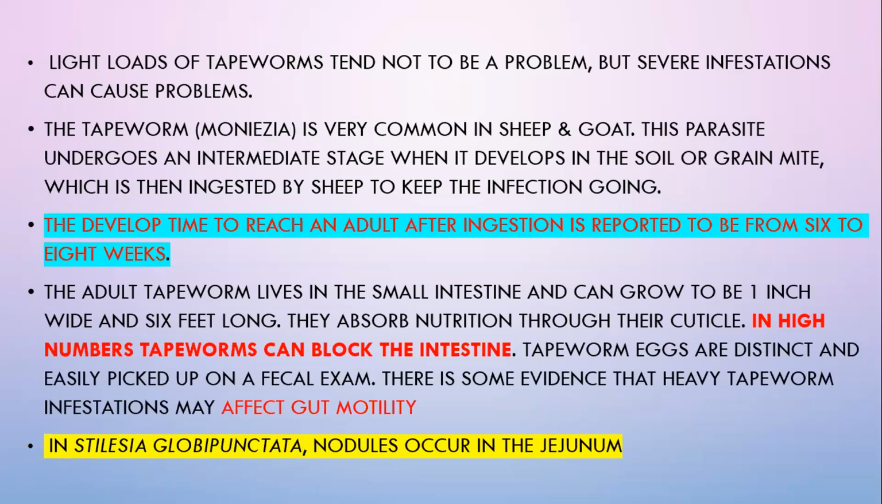The time taken for the adult to develop after ingestion of the infective form is about 6 to 8 weeks. And this tapeworm in high numbers, as I told, can block the intestine and also affect the gut motility. In case of Stilesia punctata, which is the tapeworm seen in the intestine, there is another Stilesia species seen in the liver and bile duct. Stilesia punctata can cause some nodules in the jejunum region of the intestine.